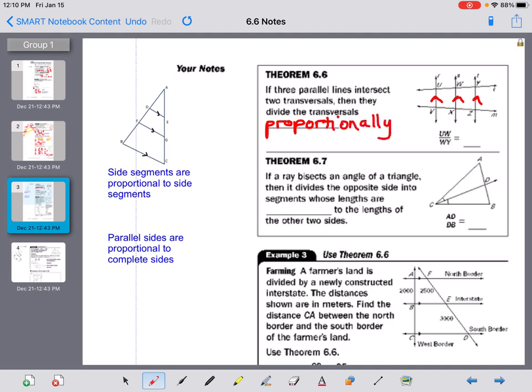Okay, so even up here at the top, it's not a full shape, but this UW here is with the YW, and then the UW is going to be the same as the VX with the XZ, okay? So proportional. So again, it's not triangles, but it's still proportional.